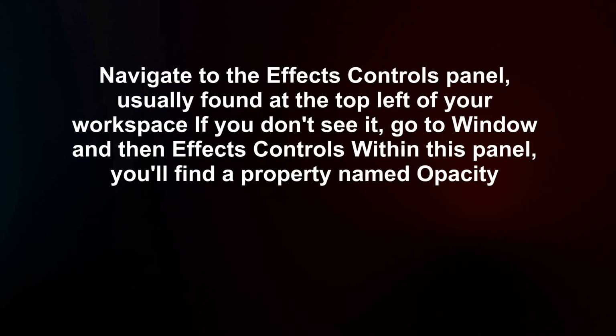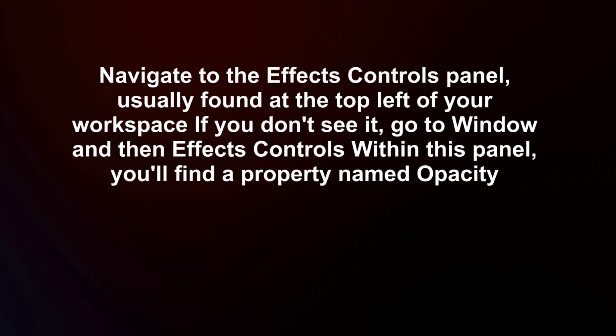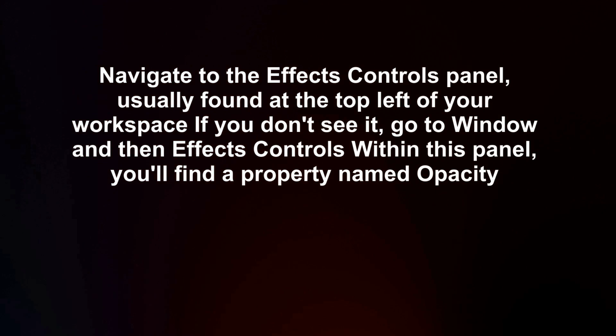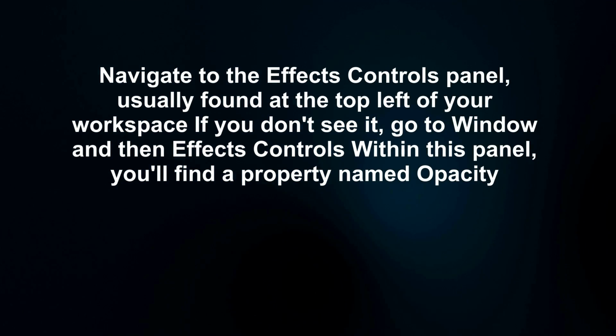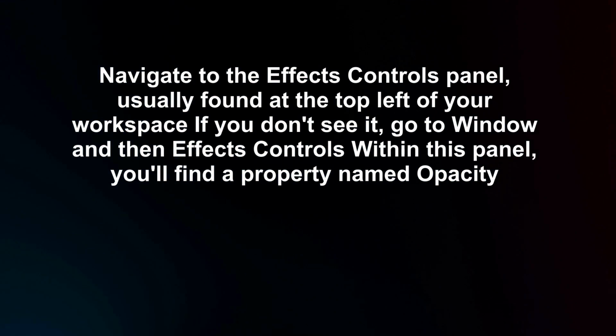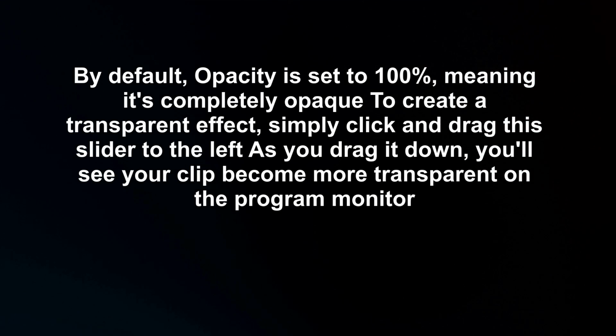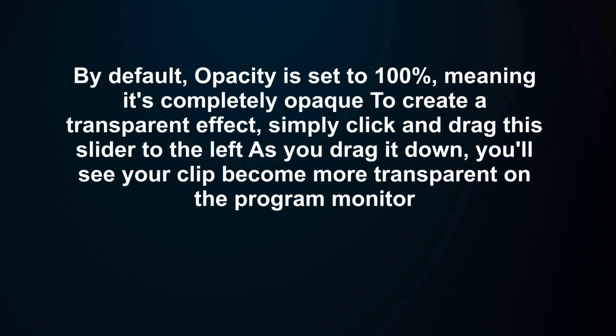Navigate to the Effects Controls panel, usually found at the top left of your workspace. If you don't see it, go to Window and then Effects Controls. Within this panel, you'll find a property named Opacity. By default, opacity is set to 100%, meaning it's completely opaque.